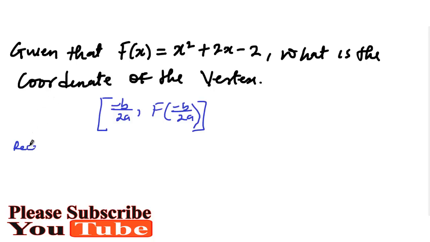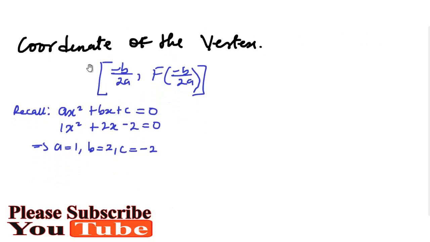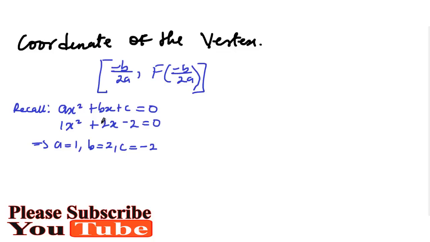Okay, so now let's write this quadratic function. You should recall that the general quadratic equation is given by ax squared plus bx plus c is equal to 0. So if you write this in terms of our equation, this will be 1x squared plus 2x minus 2 is equal to 0. So this implies that a corresponds to 1, b is equal to 2, and c is equal to minus 2.